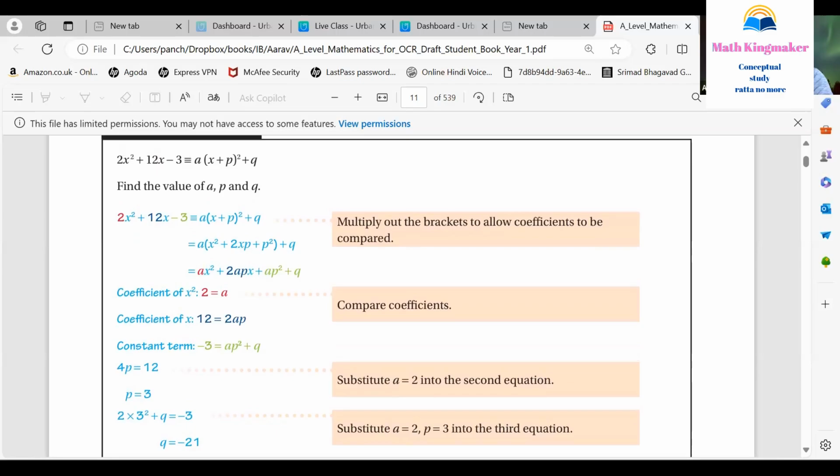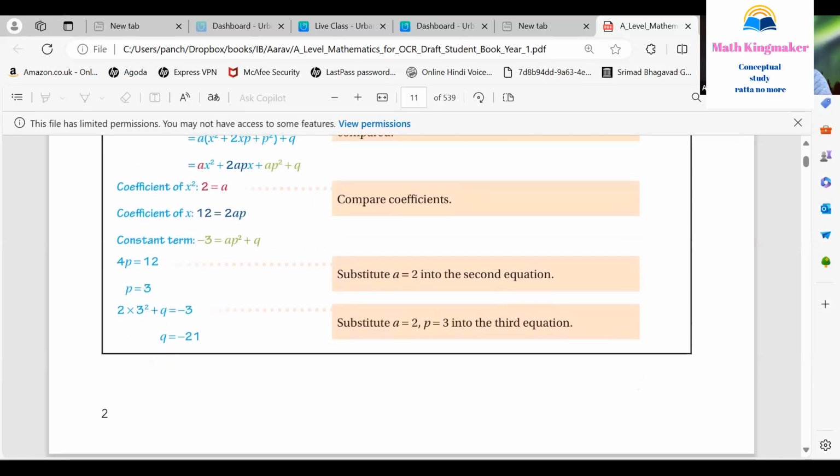Now we will equate the coefficient of x. The coefficient of x is 2ap, and here it is 12. So 12 equals 2ap. A you know already, so you can find the value of p. Now, is there any requirement to equate the constant term? Yes. So ap square plus q equals minus 3. You put the values of a and p, then you can find the value of q.